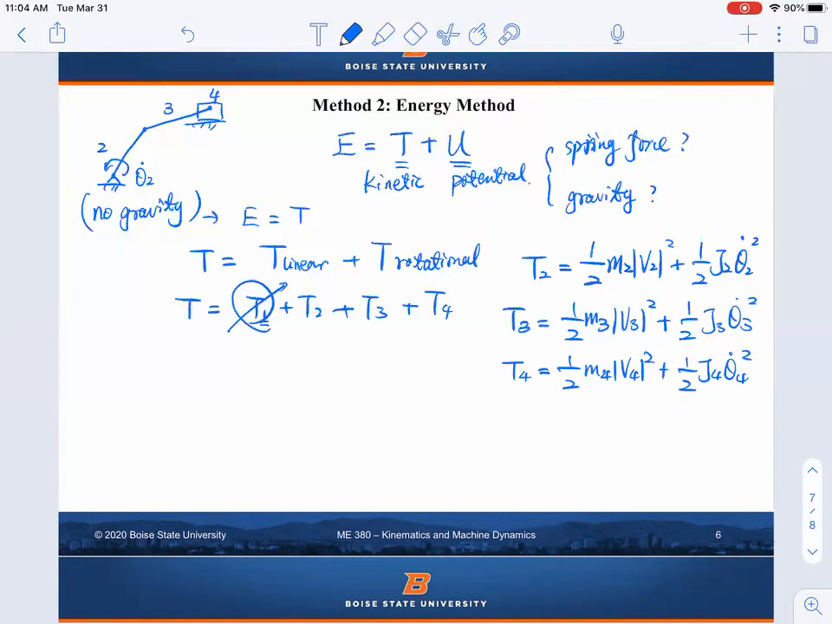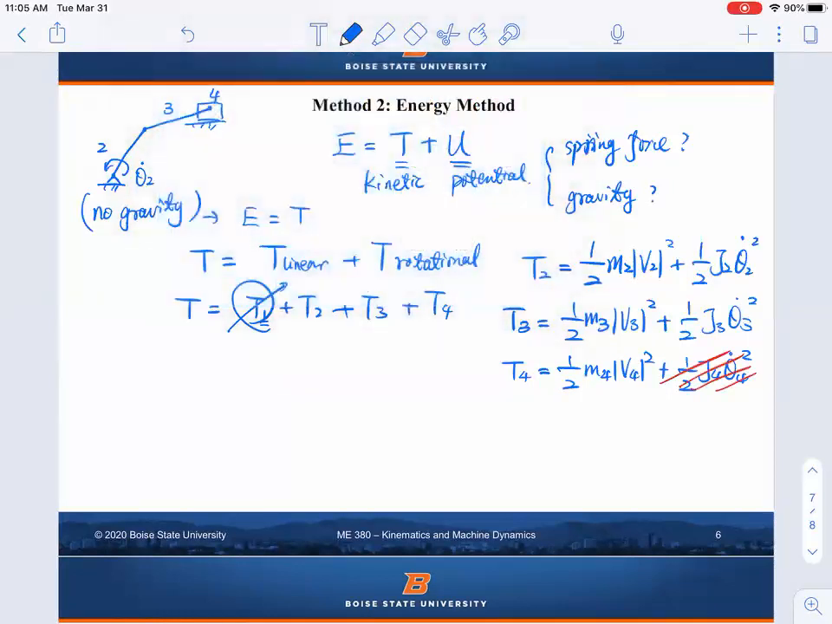Find the mass of the link, and then find the moment of inertia of the link, and then find the linear speed, angular speed, and remember all these speeds are around the center of gravity. Okay. So several things special for this case. Your link number 4 only has linear motion. It's not rotating because it's slider. So that means the last term is gone.